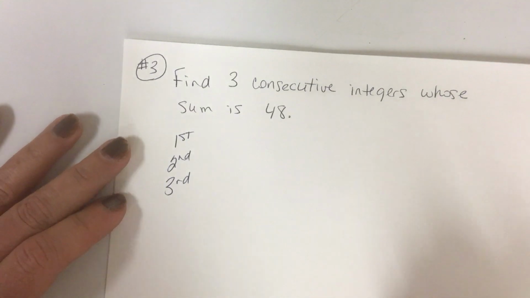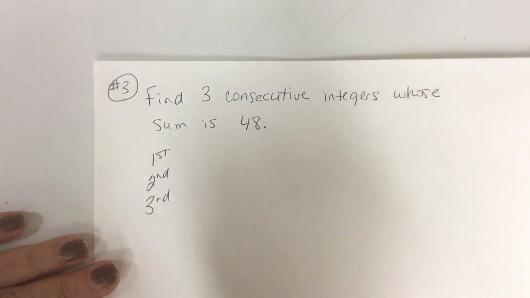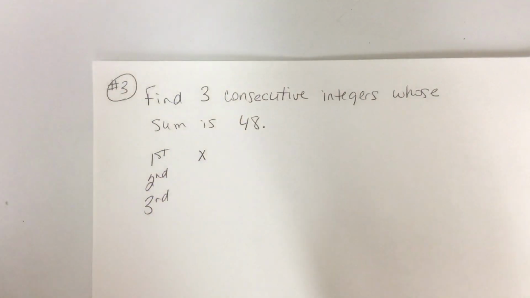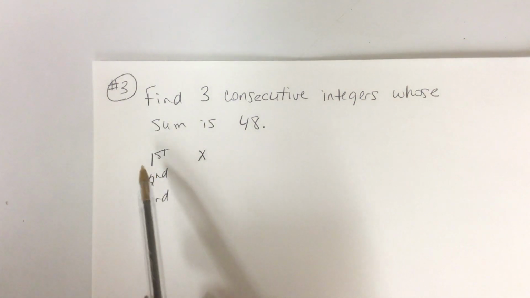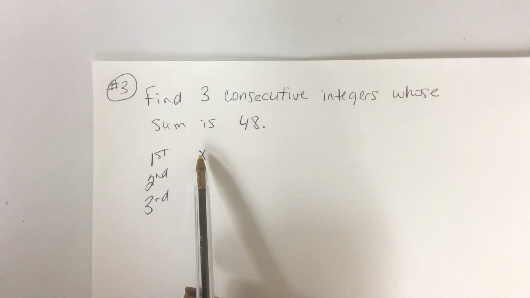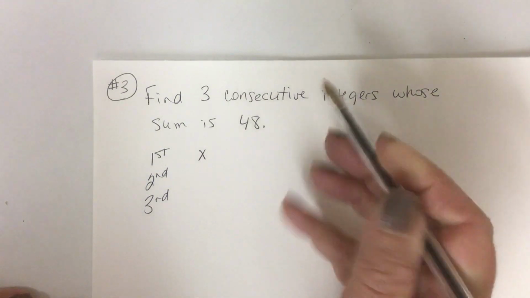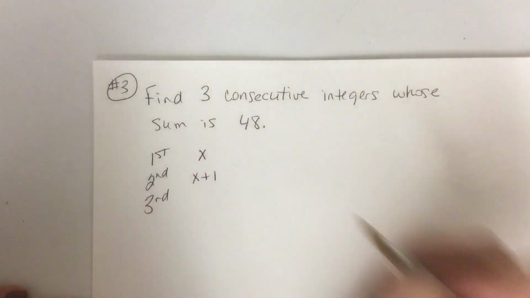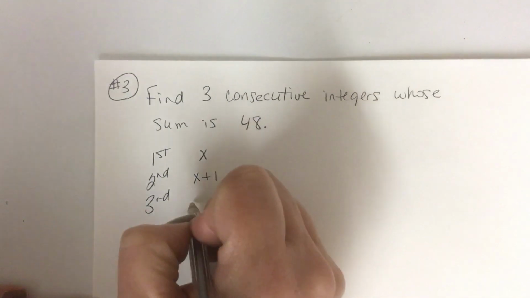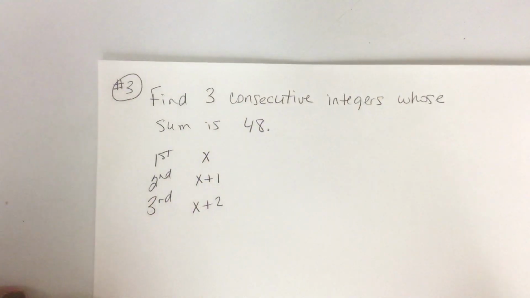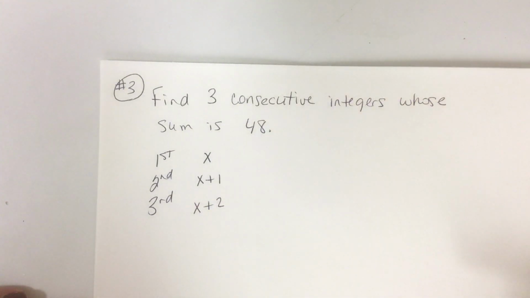So usually you want to make your smallest thing the letter. We had our width was W. Our width is smaller than our length. We had a first number and a second number, and the first number was smaller, so we called it X. So make your first number here X. Well, then how do you get to the next consecutive integer? If this is 7, how do I get to 8? Well, I add 1 to it, and then I keep adding 1. So X plus 1, X plus 2.